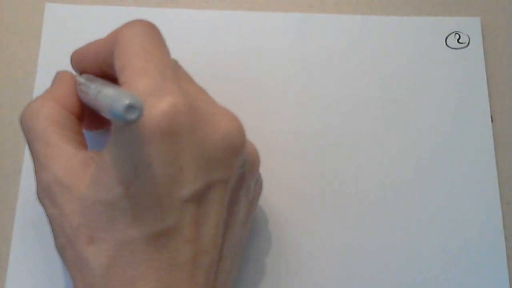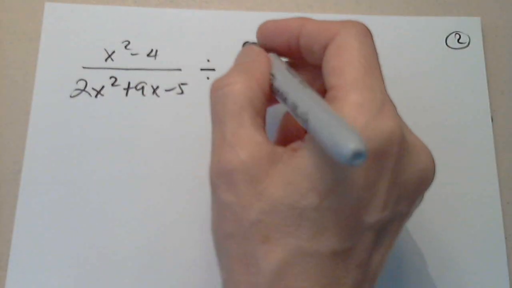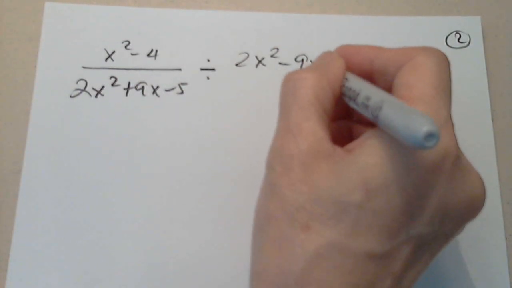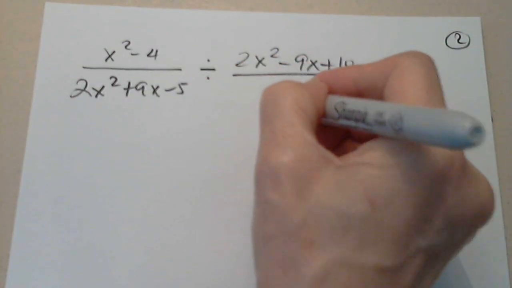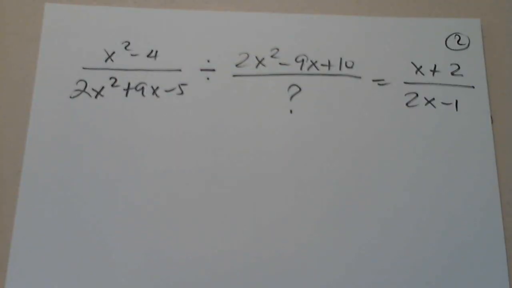Let's take a look at 34. Determine the polynomial in the second denominator such that the following statement is true. Okay, we did not have an example like this. Thank you so much for bringing this to class. So 2x squared plus 9x minus 5, divided by 2x squared minus 9x plus 10 over whatever, and this has to simplify to x plus 2 over 2x minus 1. Very good example. Thank you.